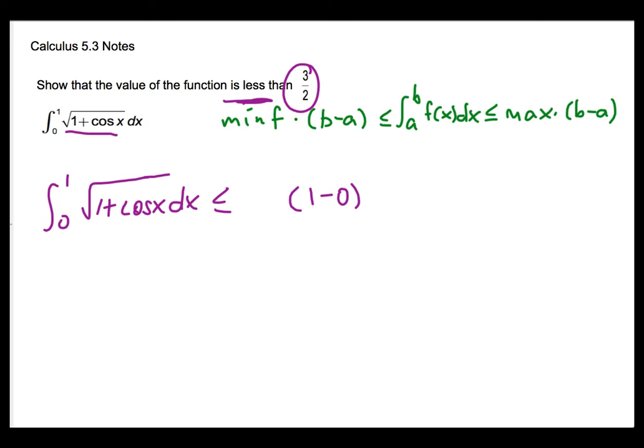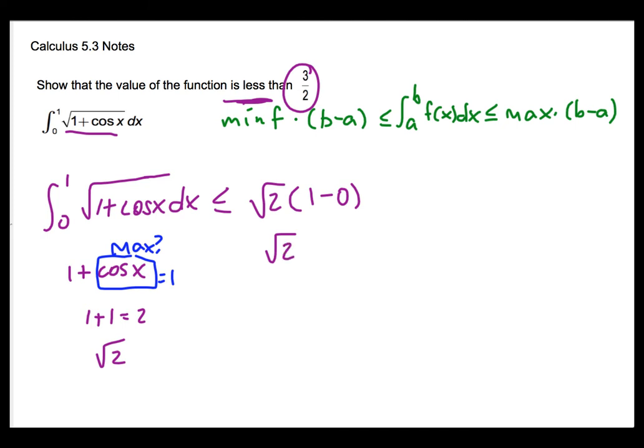However, finding the max value for this guy can be tricky. So 1 plus cosine x. Well, ask yourself, what is the max value that the cosine of x can be? The max value that the cosine will ever be is just 1. So when you're comparing these, we're going to look for the square root of 2 times 1 minus 0, which is the square root of 2.